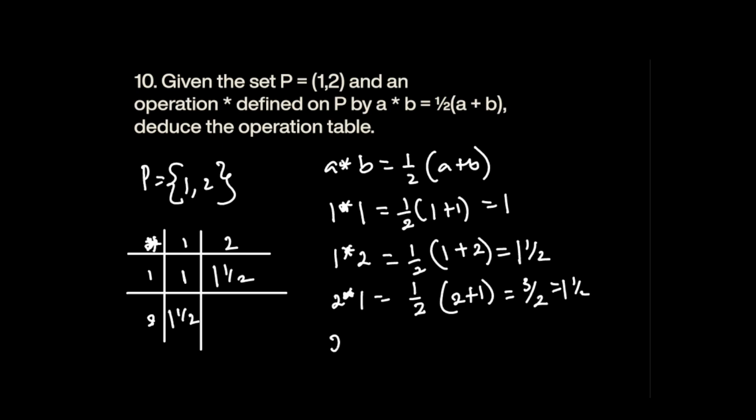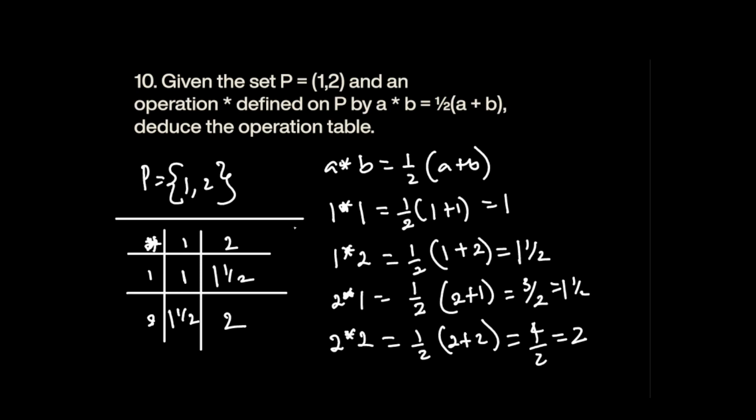So the last but not the least is 2 operation 2. That will be 1 over 2 into (2 plus 2), and that will give us 4 over 2, and that's 2. So we have 2 here. All right. So the operation table that they request from us is just this. So you successfully fill it up now.